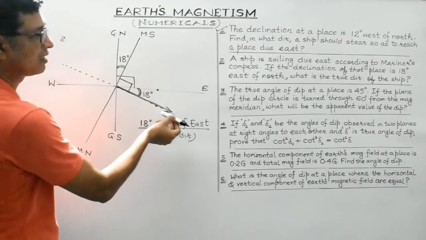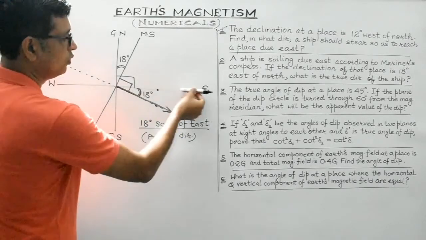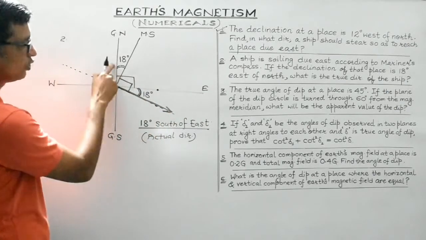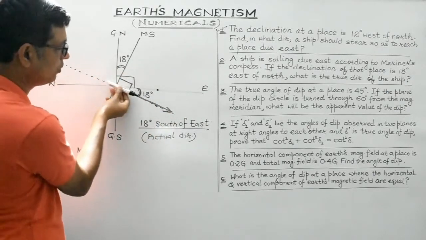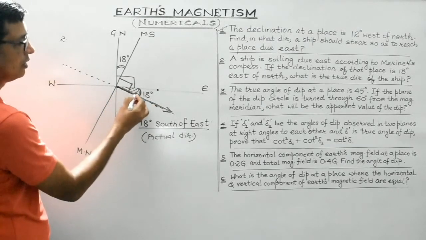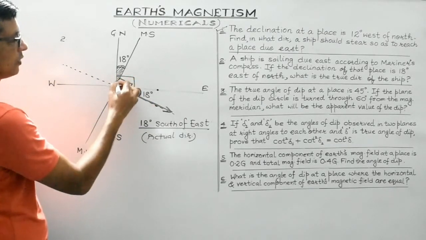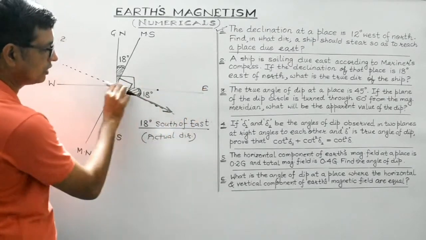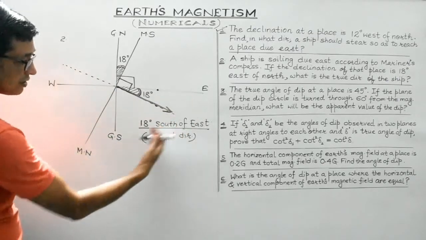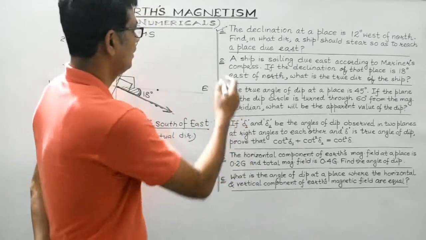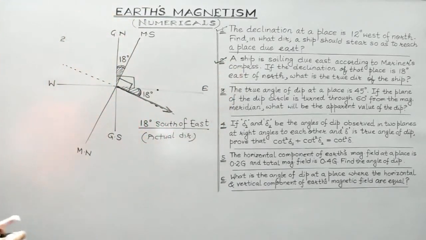As per the Marinus compass, it is moving due east. But actually, due to the magnetic declination, it should be moving along this direction. So this angle is equal to this angle. So actually the ship is moving along this direction, which is not exactly towards east, but which is 18 degree south of east. So that should be the answer, right? So we are over with question number 2 as well.